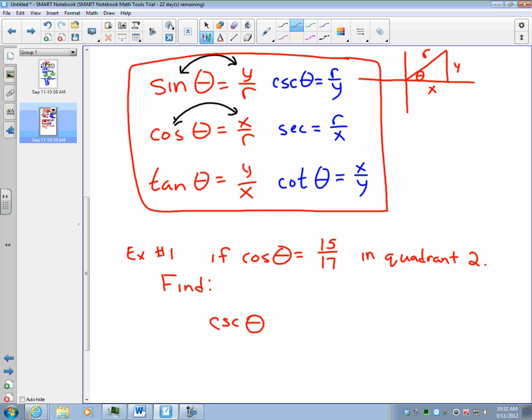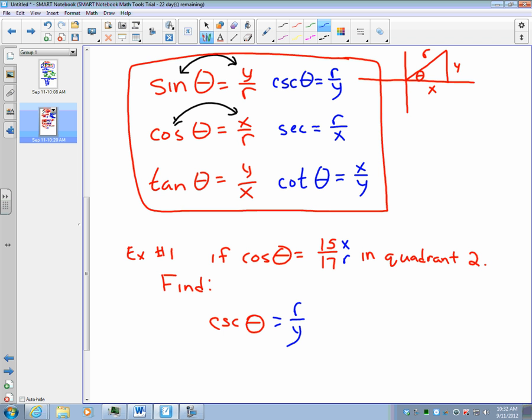Well, cosine is what? Right here, x over r. So when I'm solving this, that means this must be x and this must be r. Do you agree? I'm asking you for cosecant. What's cosecant? r over y, right?